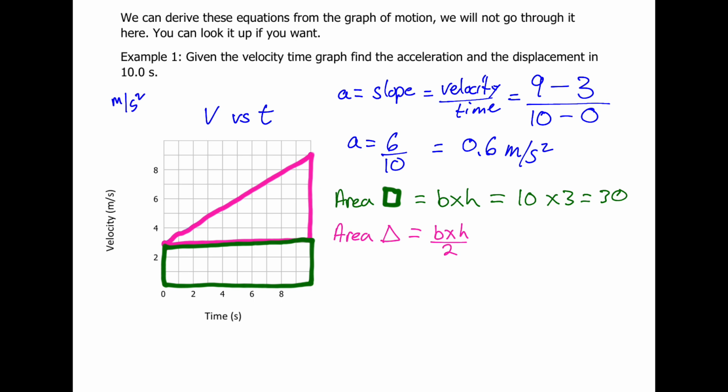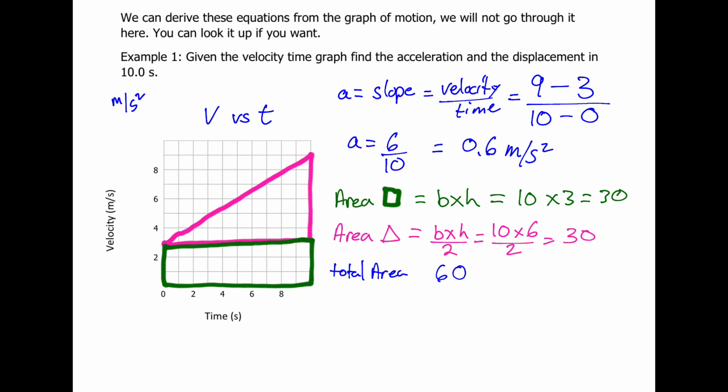So the base is 10. What's the height of my triangle? 6, right? It's not 9. It's from 3 up to 9. It's 6. The pink part is 6. Which is easy. 30. So, total area: 60.